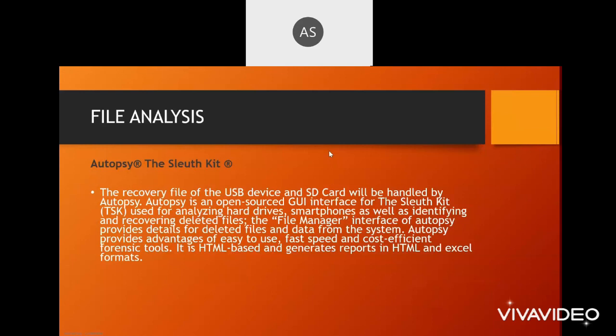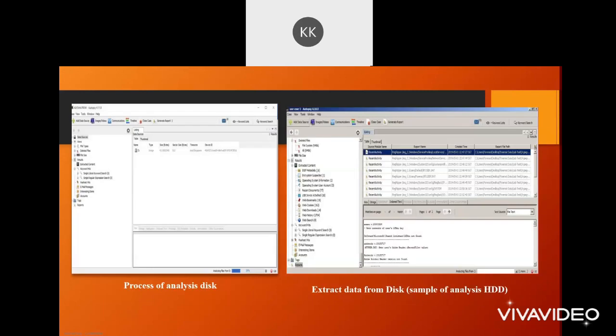So the recovery of this USB device and the SD card will be handled by Autopsy. It's an open source GUI interface for the TSK used for analyzing hard drives and smartphones, as well as identifying and recovering deleted files. So we use Autopsy on this. Then we have created a case in Autopsy. All right, so from here is the process of analyzing the disk, and from the right we can see the extracted data from the disk sample of the analysis, where we have collected the hard drive as evidence, then we used it and extracted the data from the hard drive.